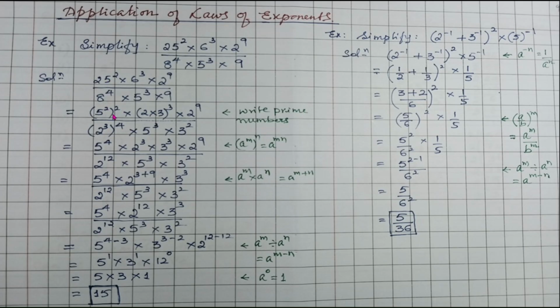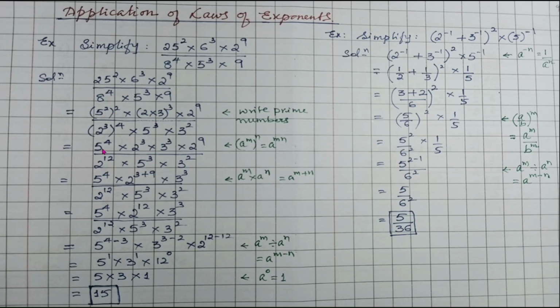Now 25 is 5 squared, 2 into 3 cubed, 2 into 9, 2 raised to 9, 2 cubed raised to 4, 5 cubed, 3 squared. Now apply the different laws of exponents and simplify. 5 raised to 2 raised to 2 means 2 into 2, that is (a raised to m) raised to n is equal to a raised to mn.